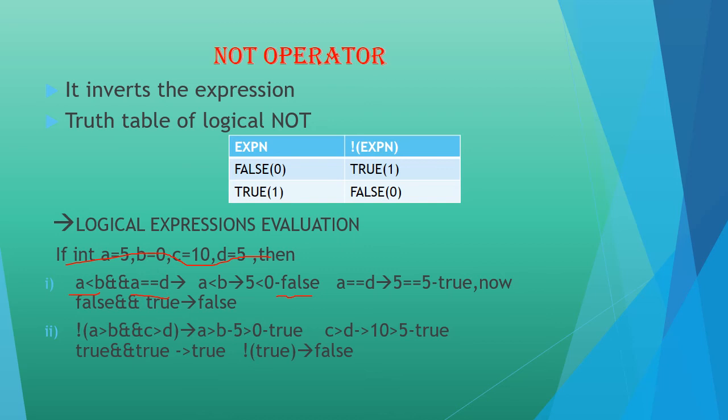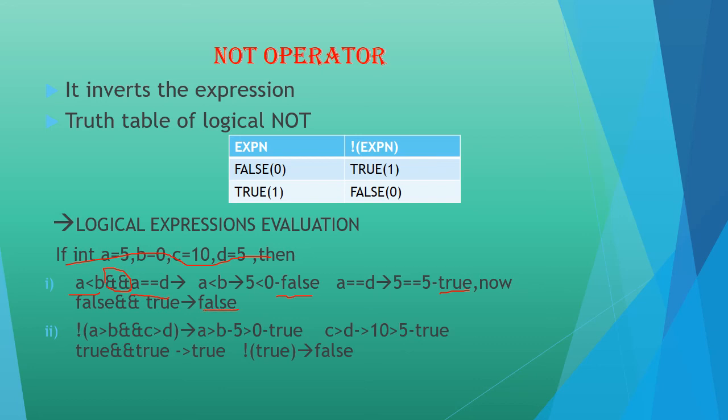So we got there true. Now first one false, second one true. So false, what is the middle operator we have? We have a logical operator. What is it? AND. AND means into. False into true. That means 0 into 1. We are getting the answer false. So that's the answer for it.